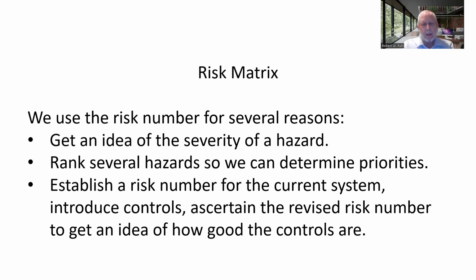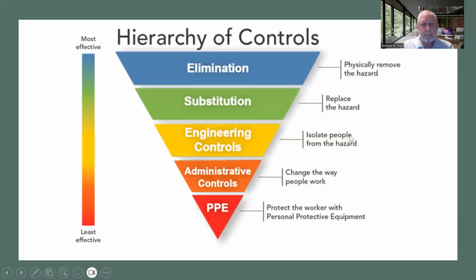Another good way to do it is to establish a risk number for the current system. This is the way we're doing this now. Go through this exercise and give it a risk number. And then introduce controls and ascertain the revised risk number to get an idea how good the controls are. So let's say if it's a 20 and you put some controls in, you get it down to a 12. Well, you've made that safer, or less risky. So it's a good way to do that.